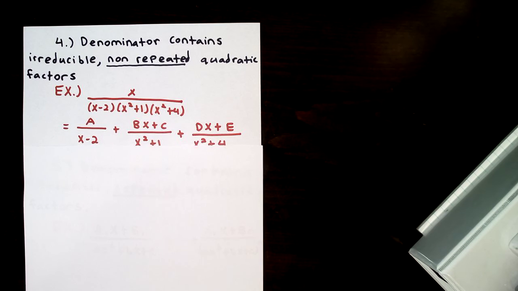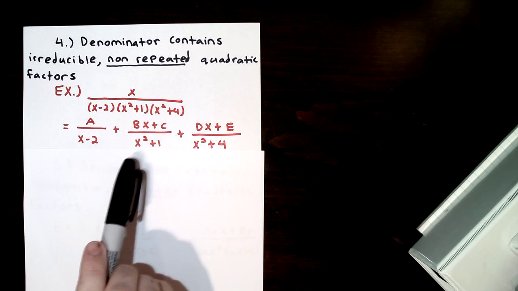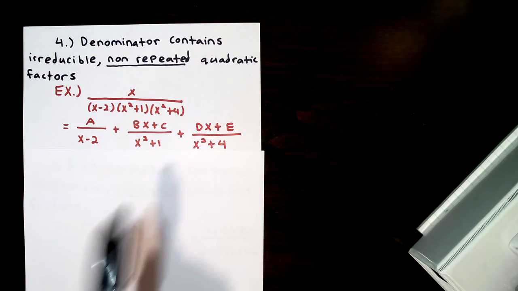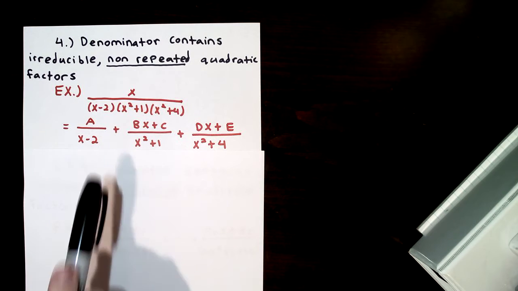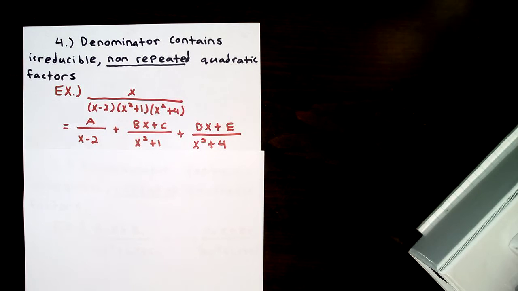We would go ahead and write this, well, we have the distinct linear factor x − 2, so A/(x − 2). Then we have two quadratic factors, so we would have (Bx + C)/(x² + 1) + (Dx + E)/(x² + 4). So basically for a quadratic, the numerator will be a linear factor.